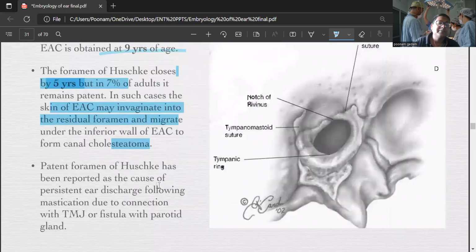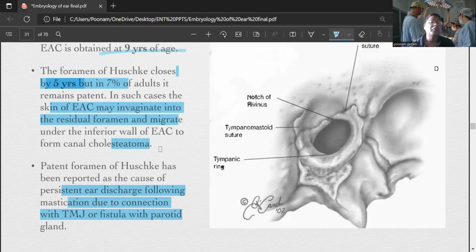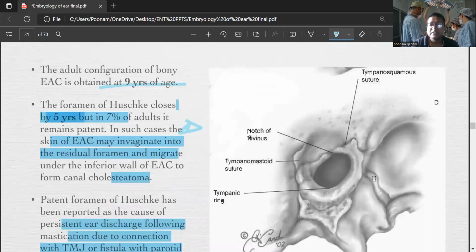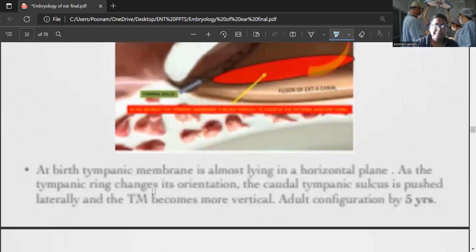A patent foramen of Huschke has been reported as a cause of persistent ear discharge following mastication, due to connections with the TMJ or fistula with the parotid. This is the notch of Rivinus, this is the tympanosquamous suture, this is the tympanomastoid suture, this is the tympanic ring.